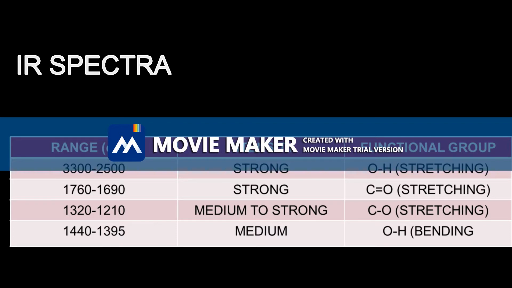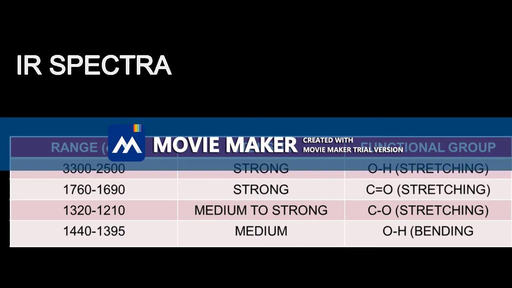Then the second one is the functional group C double bond O, which also forms a stretching spectrum in the IR spectra, and the intensity of the spectrum is also strong. This functional group lies in the range of 1690 to 1760.